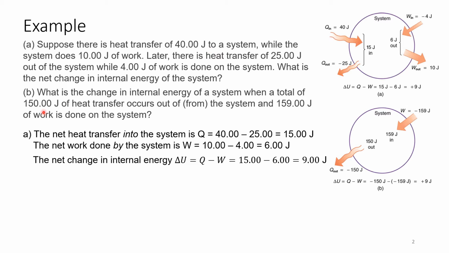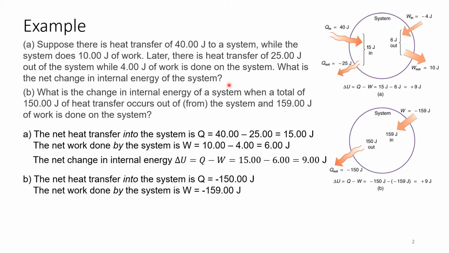In part B, the net heat transferred and the net work done are already given, which is 150 for heat transfer and 159 for work done. But the key point here is the sign. This heat transfer is the heat transferred out of the system, so it's a minus sign. And this work is the work done on the system, and it's also a minus sign.